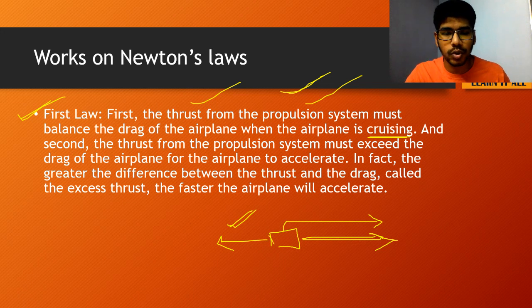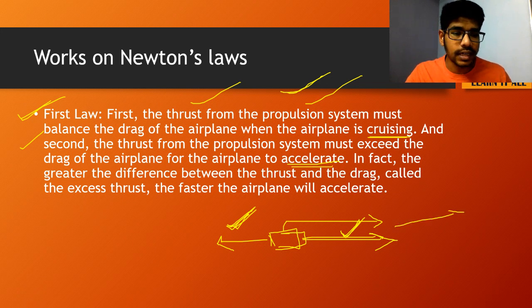If you want to move an airplane at a uniform velocity, the forward force must equal the backward force to make the plane move. And second, the thrust from the propulsion system must exceed the drag of the airplane for the airplane to accelerate. So what do you mean by acceleration? Increasing the velocity of a particular thing, right?